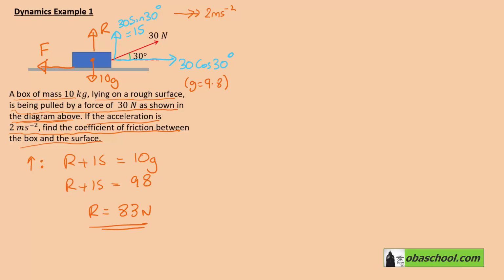Looking horizontally, we have acceleration, so we need to use F equals ma. The resultant force would be 30 cos 30, take away the frictional force, which is opposing the motion, and that's going to be equal to 10 times the acceleration, which is 2.